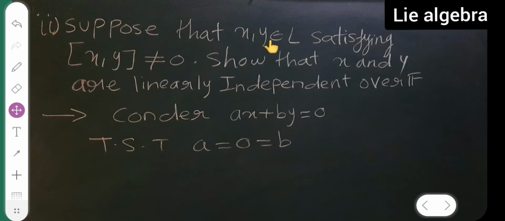Suppose that x, y belonging to L satisfy [x, y] is not equal to 0. I have to show that x and y are linearly independent over F. For that, I need to consider ax plus by is equal to 0. Now to show that a is equal to 0 and b is also equal to 0, I have to show that my scalars, which belong to the field, are equal to 0. Because we have brought scalars along with it, I have to show it is independent over F, right?